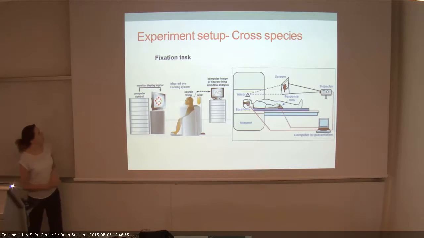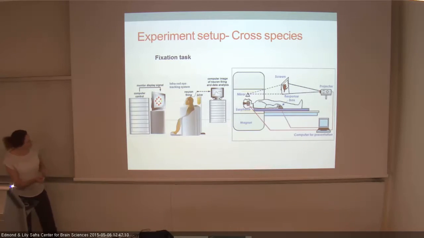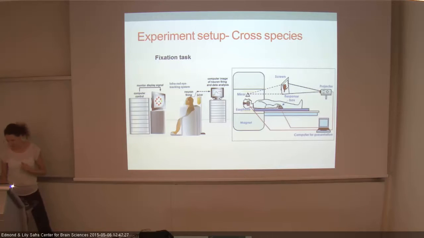So the way the experiment was done was basically using different methods for the different species. For the monkeys, they used electrophysiology, recording from single cells extracellularly, while the monkey was performing a fixation test. And for humans, they were using fMRI to monitor the activity of the neurons. So I already see puzzled faces, and you should have puzzled faces. Can these two methods even be compared?